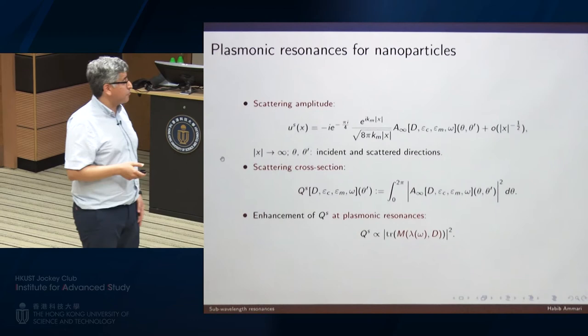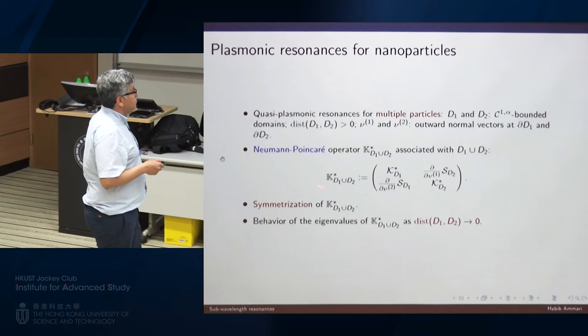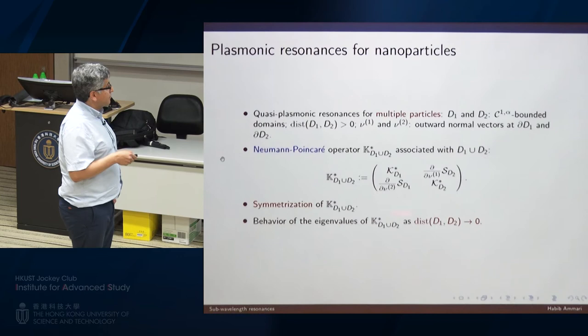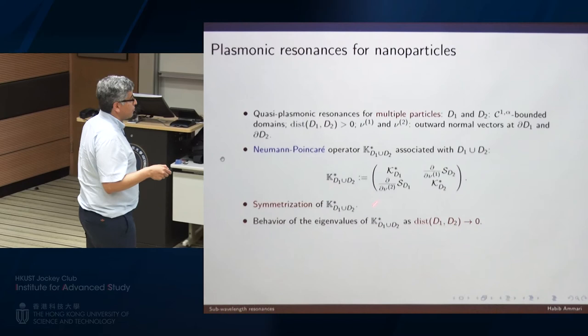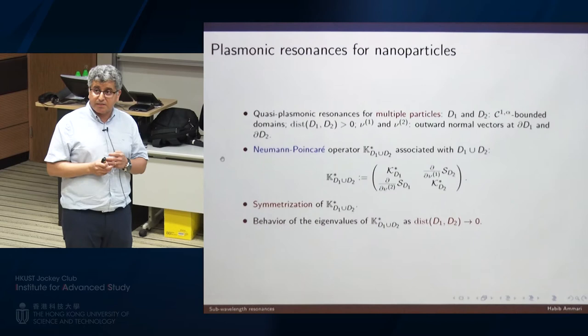Okay, sounds good. Now, if you have many particles, you do the same. You introduce this Neumann-Poincaré operator for many particles. It's defined by this. You symmetrize. And if you have many particles, the interesting case is when they are strongly interacting. So the behavior of the eigenvalues of this Neumann-Poincaré operator as the distance between the particles goes to zero is a challenging question, actually. This is what I will try to show you.